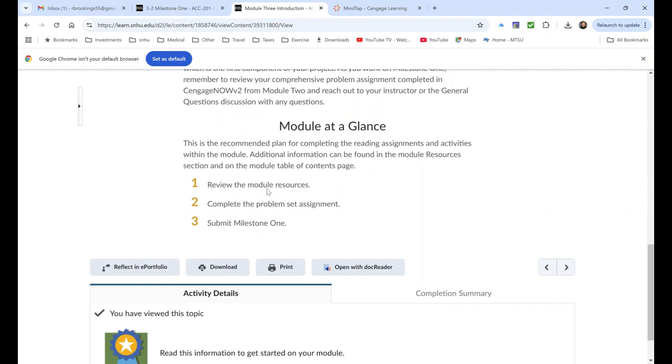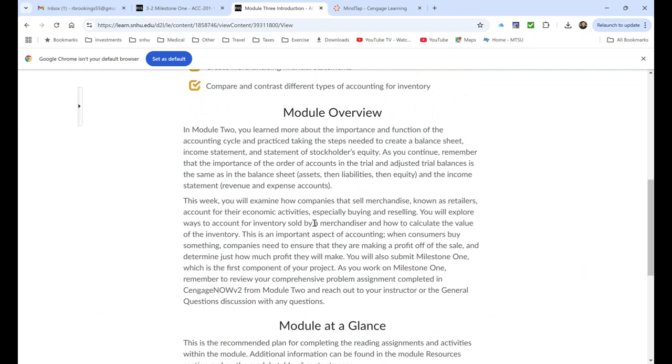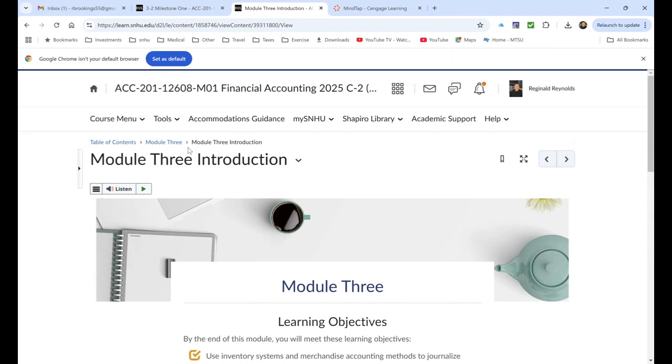Now, what we have to do for this week is review the module resources, complete the problem set assignment, and then submit milestone one. There are some very good resources this week, and let's go into the resources.